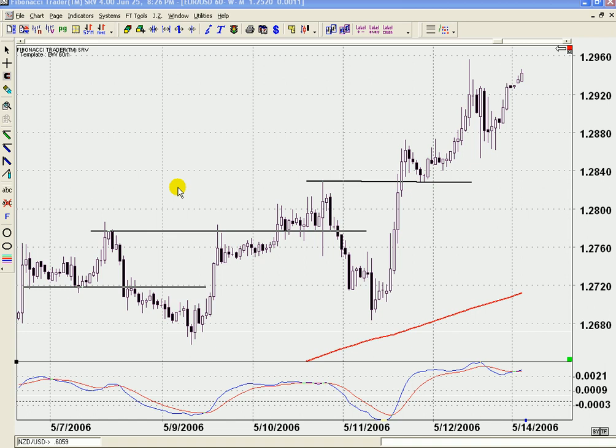A Euro US dollar 60-minute chart. Once again, I want to show you just how price respects and references previous levels of resistance and support.